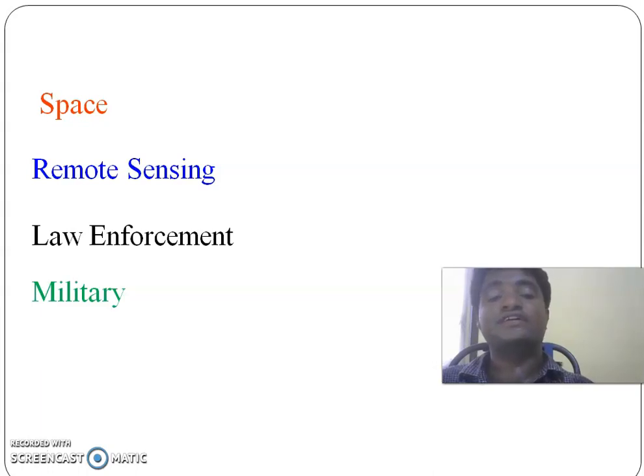These are the different applications of the radar: air traffic control, aircraft navigation, ship safety, space application, remote sensing, law enforcement, and military applications.